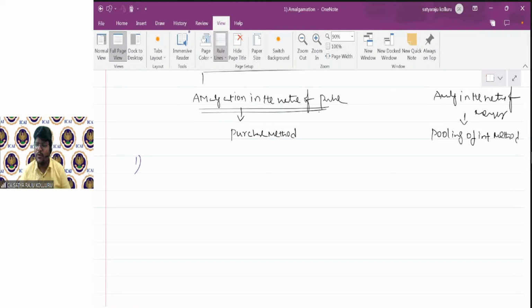Now, let me know, guys, if you are purchasing any goods, what is the journal entry you may record in your books of accounts? If it is a credit purchase, purchase account debit to creditor account, right? Creditor or supplier, whatever the case may be, from whom you are purchasing.